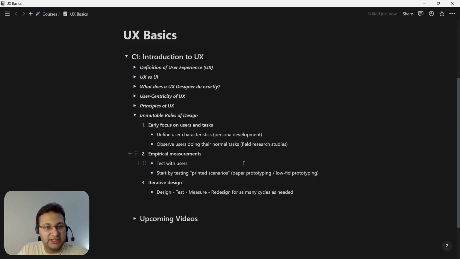So these are the three immutable rules of design Jakob Nielsen shared recently, and I found that video quite enlightening, so thought of sharing with you as well.